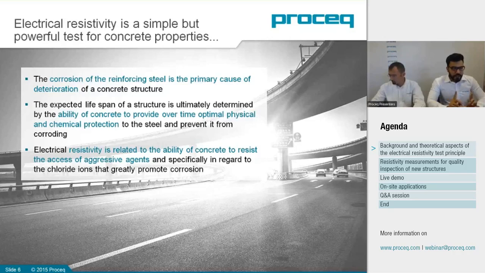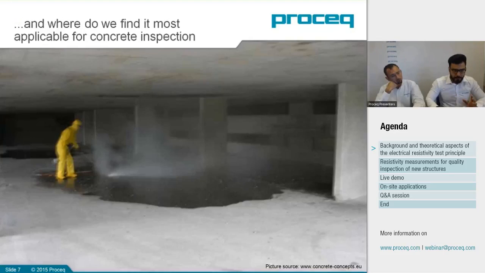Now, electrical resistivity is directly related to the ability of concrete to provide this protection, or resist the access of aggressive agents to the steel that could potentially lead to corrosion. And this is practically what we can use electrical resistivity for, to identify the problems that we could potentially be facing.